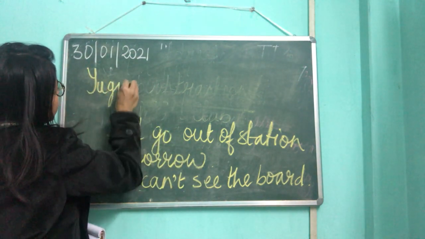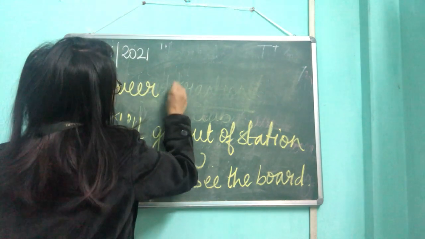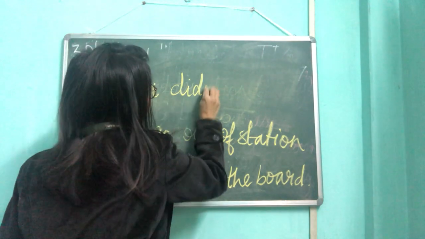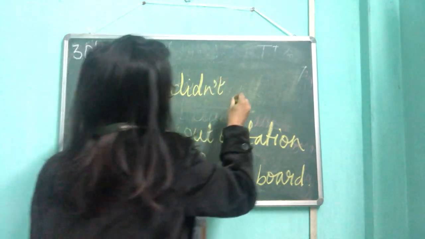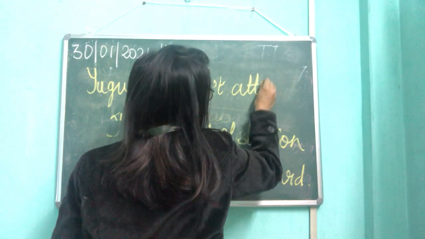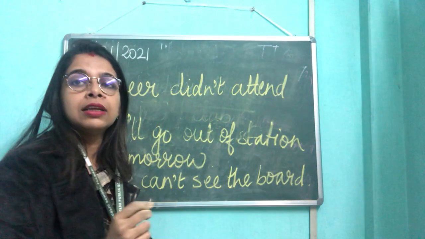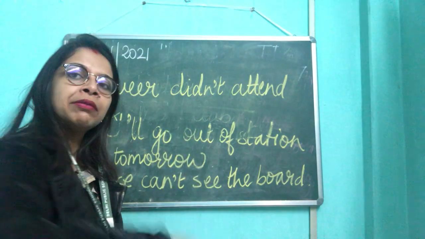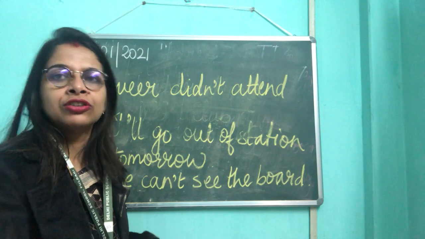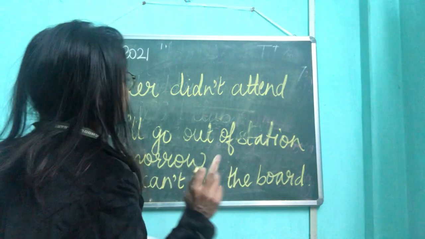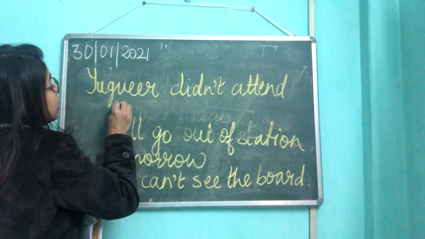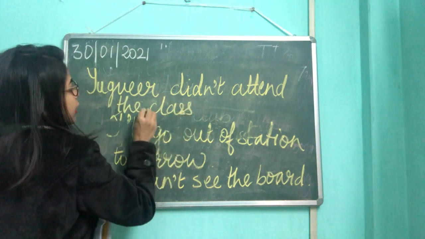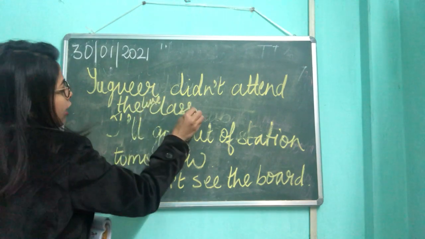Yugveer didn't. Okay, please note this, children. Attend. Now I have taken examples of names, it doesn't mean that I am intentionally doing it. I like to take the names of the students of my class, isn't it? You must have seen it. So Yugveer didn't attend the classes, say live classes. Didn't attend the live class.